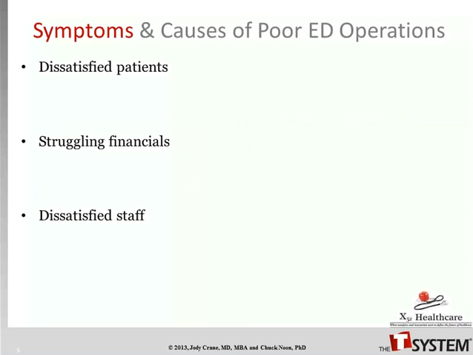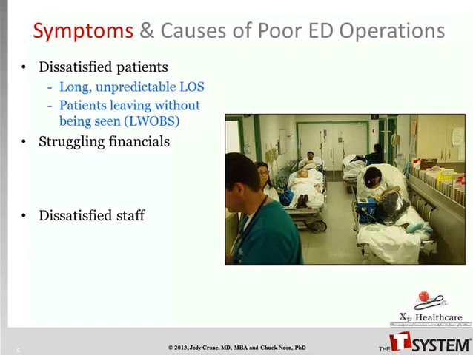One is dissatisfied patients. So your ultimate customers are not happy with the quality or the experience of the care. Secondly is struggling financials, another one that we see. So we see revenue challenges, cost challenges, excessive overtime, and so forth. And the third major category would be dissatisfied staff. Within that, for example, for the patients, it usually presents itself as long and quite often unpredictable length of stay.